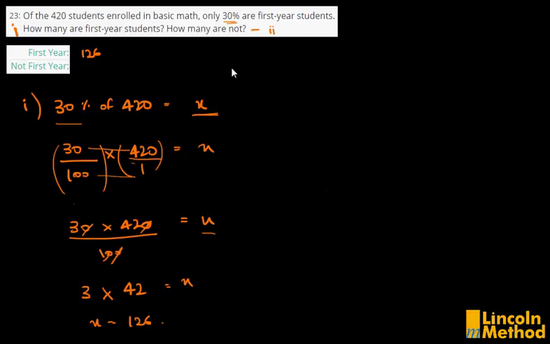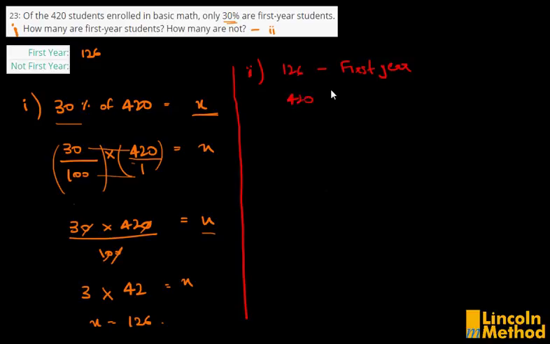Moving on to part 2. We're supposed to find the number of students who are not first year students. Now this one is very simple. We have already found out the number of students that are first year students. So 126 students are first year students, and the total number of students who have enrolled in basic math is 420.